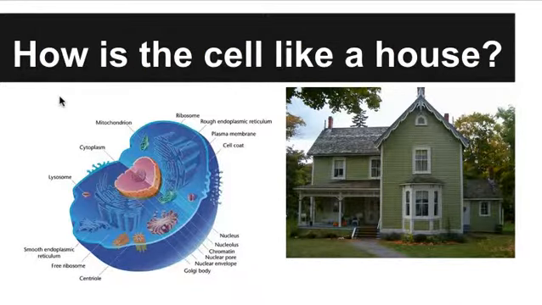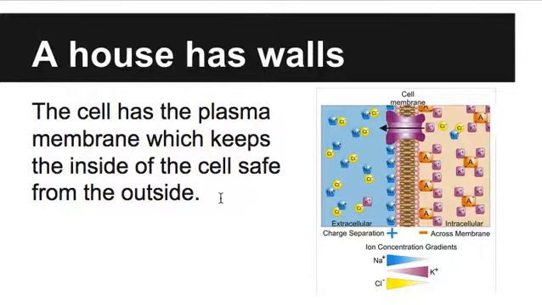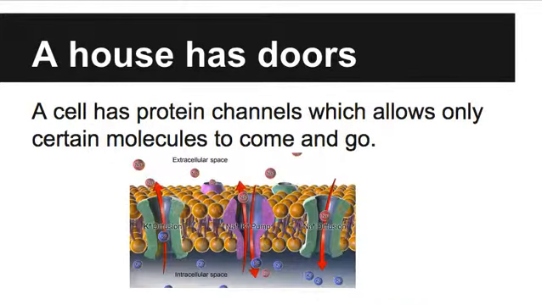It's kind of like a house. If you think of the cell like a house, the cell membrane is basically like the walls, and it's going to do different things that a house would do. So we're going to talk about the cell membrane as if it were a house. The first thing is a house has walls. Well, the cell has the plasma membrane, which keeps the inside of the cell safe from the outside. Just like your house has walls, it keeps your house warm or cold, and it prevents unwanted things from entering. The cell has a cell membrane which does the same thing.